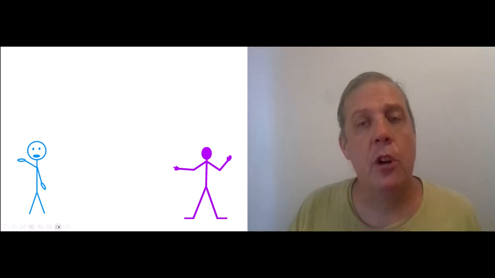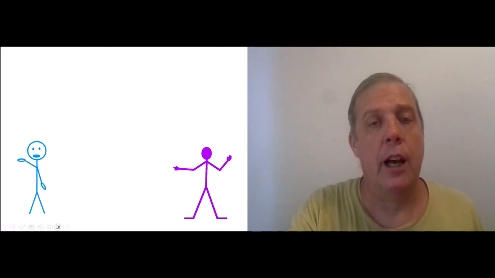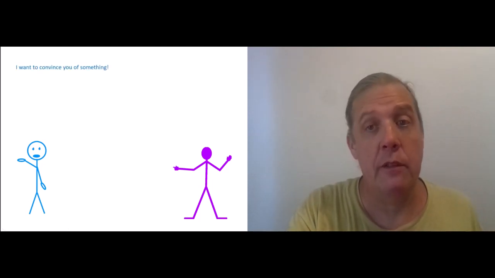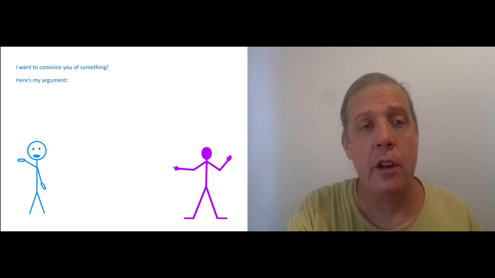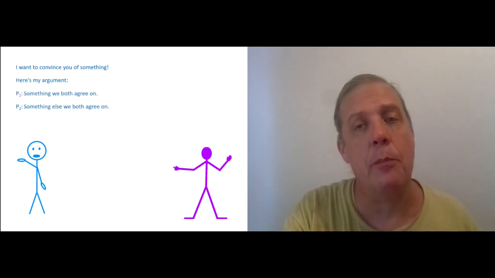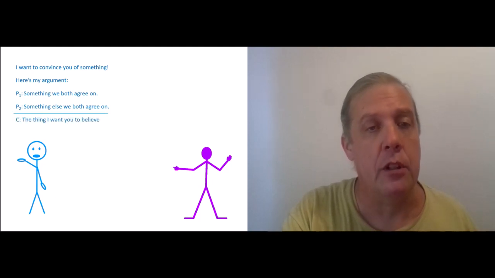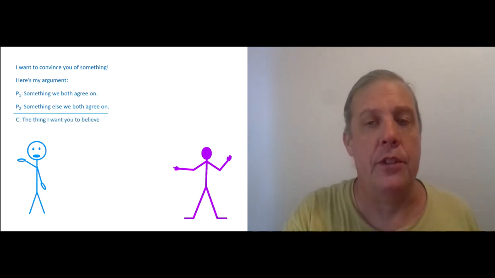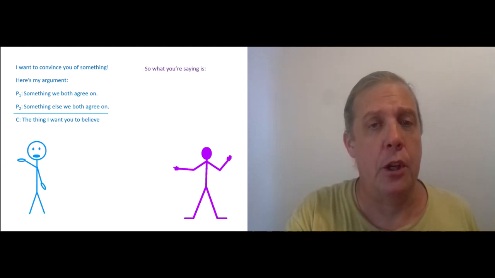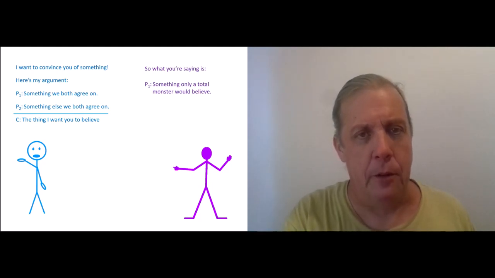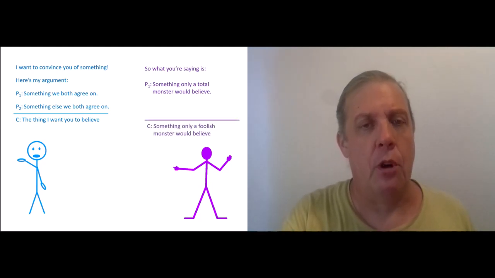So things start out the same way. The blue guy is now talking to a purple guy. And the blue guy says, I want to convince you of something. And he gives his argument. The premise is something they both agree on. Another premise is something they both agree on. And then there's the conclusion. Well, the purple guy then turns around and says, oh, so what you're saying is P1, something only a total monster would believe. Oops, I did this in the wrong order.